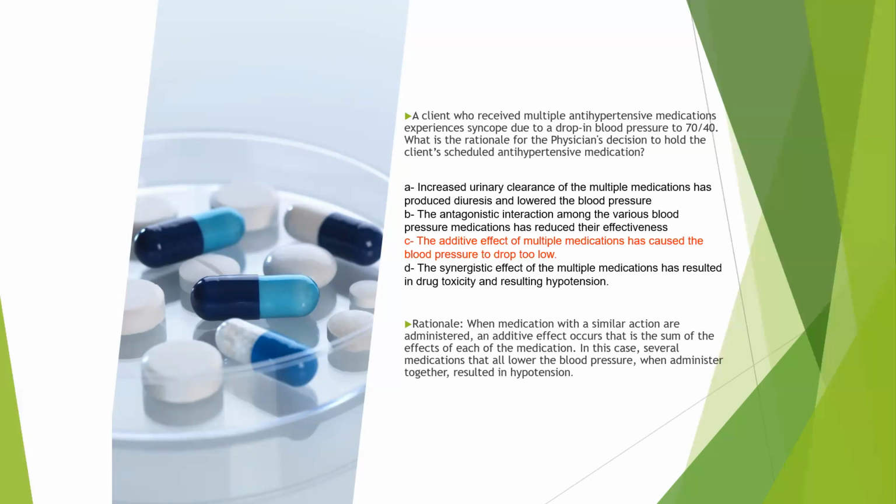You guessed it right. When medications with a similar action are administered, you're going to get an additive effect, which is the sum of the effects of each of those medications. So in this particular case, several medications that all lower blood pressure, when administered together, drop the client's BP too low. So that's why we really have to know and understand our ACE inhibitors, our ARBs, our alpha blockers, our beta blockers, our calcium channel blockers, our diuretics. All of these can have an additive effect when taken together by the patient.